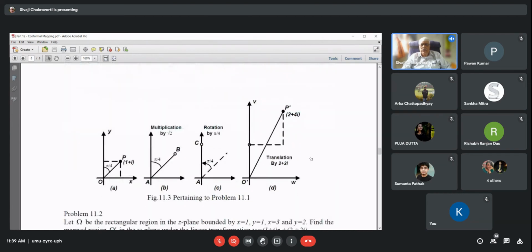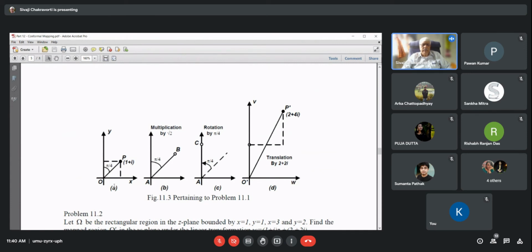So now on diagram D on the right side, you see the point C is translated by 2 plus 2i, and we arrive at the point P prime. Now this is my W plane. Again, there is a mistake on the x-axis: it is not W, it should be U.